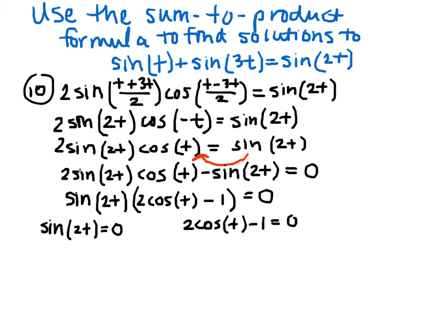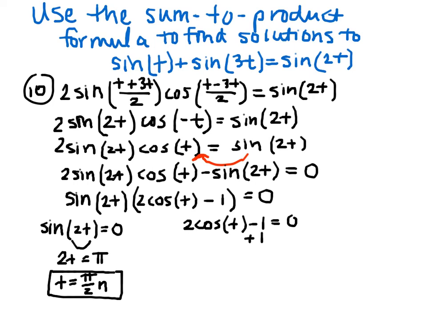When is sine equal to 0? We know that sine is equal to 0 at pi. So we need to set this inside, 2t, equal to pi. And we find that t equals pi over 2. And that's our first solution.